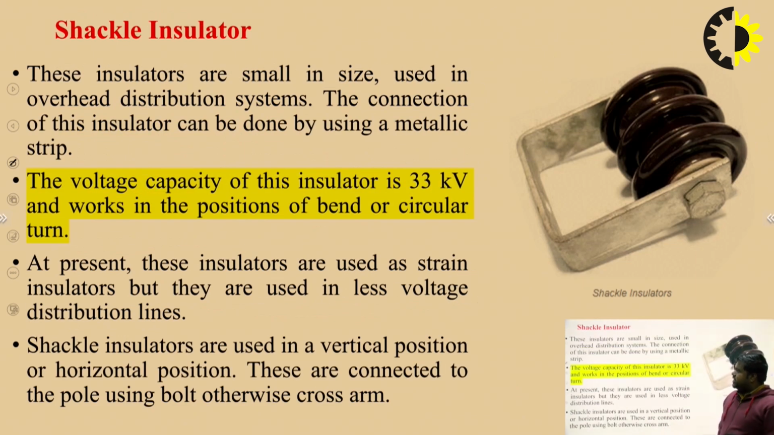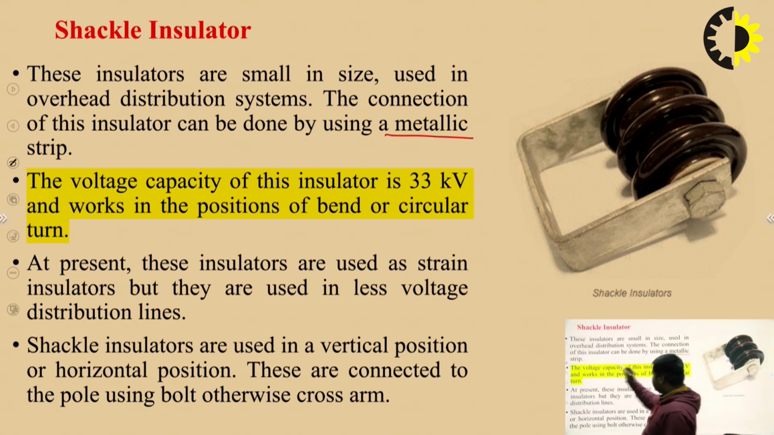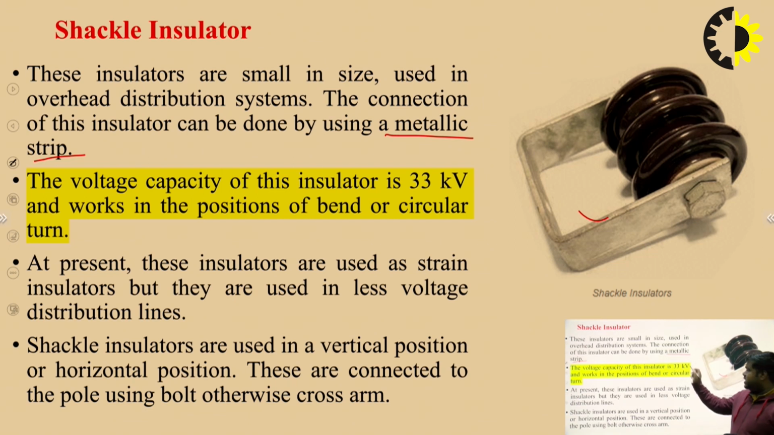The other insulator is the shackle insulator. These insulators are small in size and used in overhead distribution systems. The connection of this insulator can be done by using a metallic strip. Basically, it contains a metallic strip, which you will see physically in real time. The voltage capacity of this insulator is 33 kV.